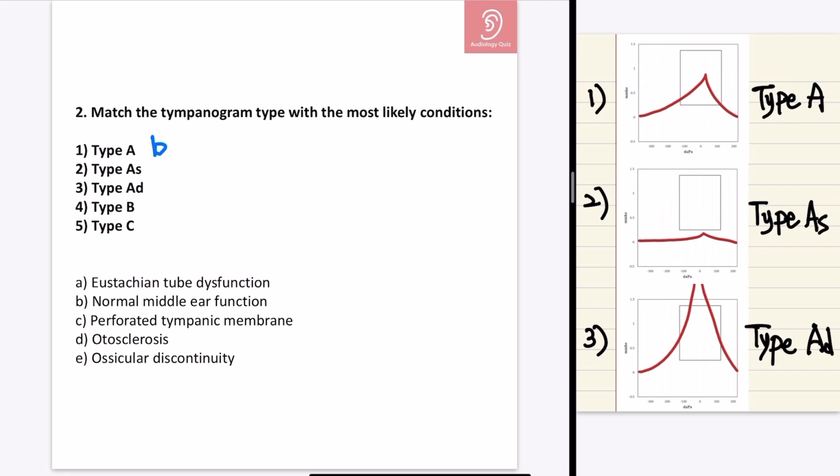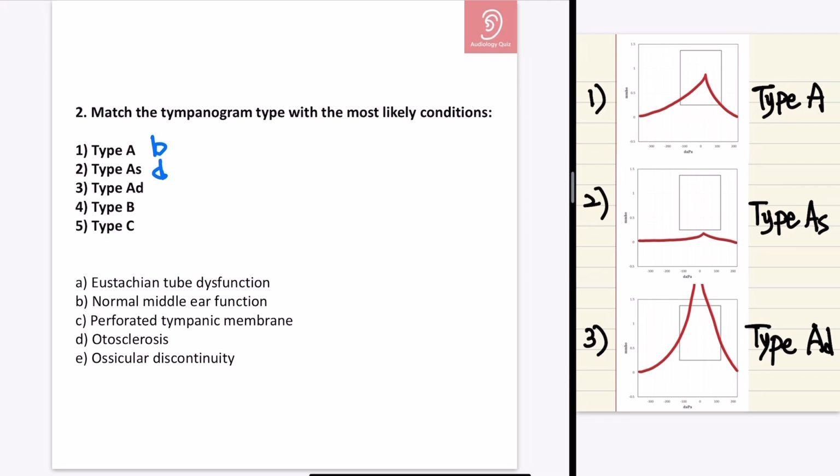2. We have type As, which is associated with otosclerosis. A type As tympanogram looks similar to type A, but with a reduced peak, indicating stiffness in the middle ear system. This is commonly seen in otosclerosis, a condition where abnormal bone growth restricts the movement of the stapes bone, leading to conductive hearing loss.